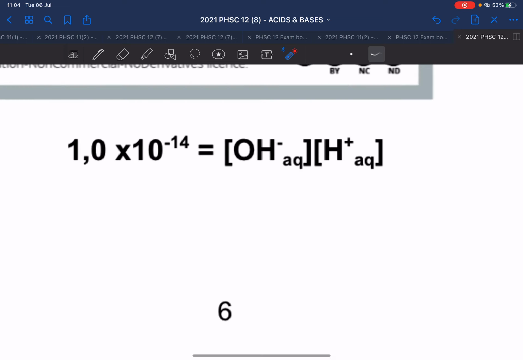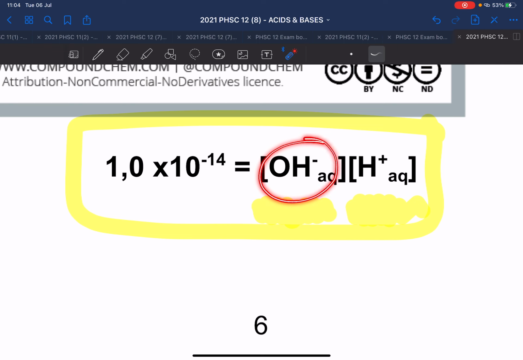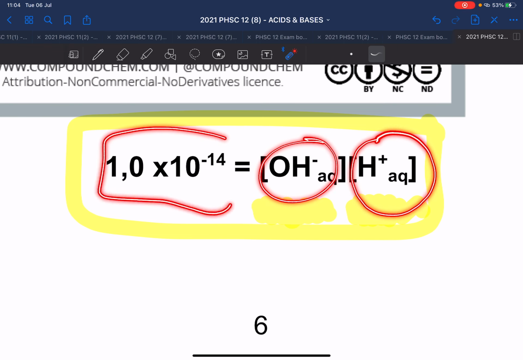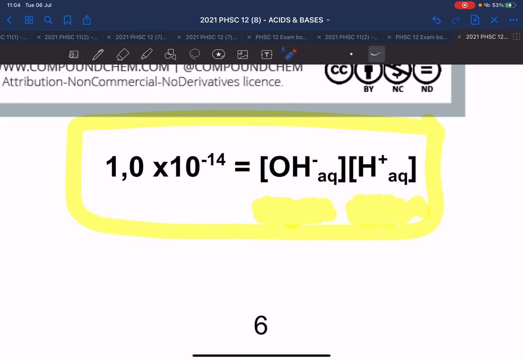baie belangrik. At the bottom here, hier op die einde. As jy enige hidroksied konsentrasie met dieselfde stof se waterstof konsentrasie maal. So for the same substance, if you multiply the hydroxide concentration with the hydrogen concentration, then you must get 1 times 10 to the power minus 14. And that there is on your data sheet. The ionization constant for water, and we're going to use it quite a bit.